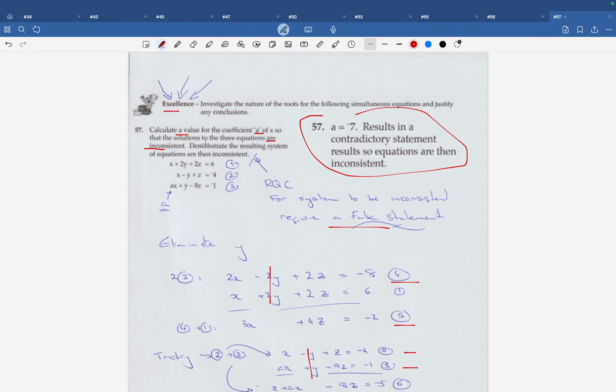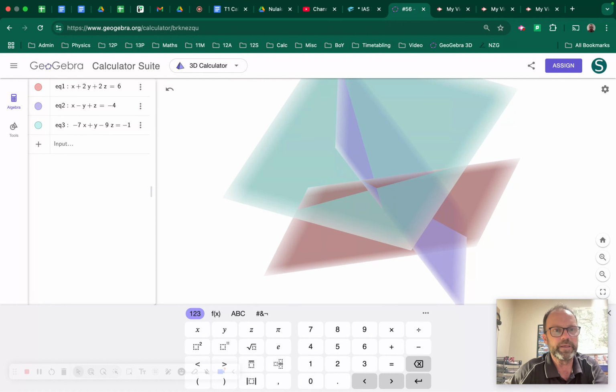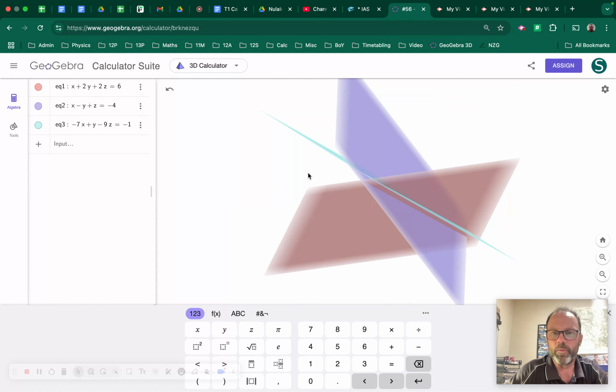Now, technically, it says demonstrate the resulting system of equations are then inconsistent. So how do you demonstrate this algebraically? So if you made a different number which wasn't -7, so for example 1, you would get a false statement. 2, -28, but if you put -7 in there, you will not get a false statement. So let's algebraically check this out. Let's go back here and replace that with -7, and whoa, what are we getting?